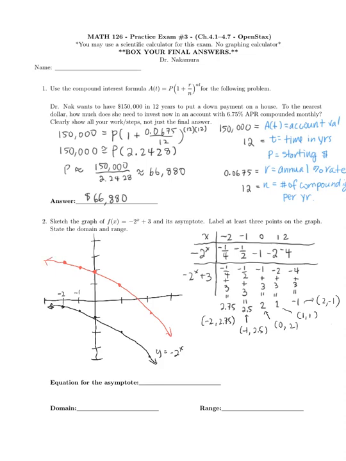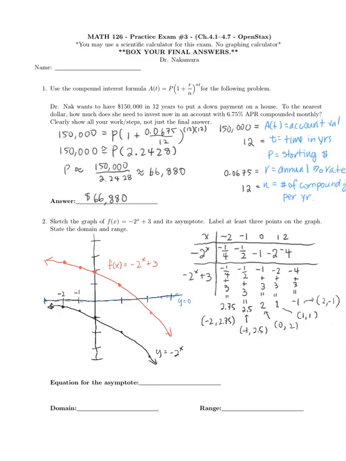Okay, so this is the graph of f of x equals negative 2 to the x plus 3. Now, where is the asymptote? Okay, so let's take a look. The asymptote for y equals negative 2 to the x is what? y equals 0, right? So do you notice that? This is going to be the asymptote for y equals negative 2 to the x.